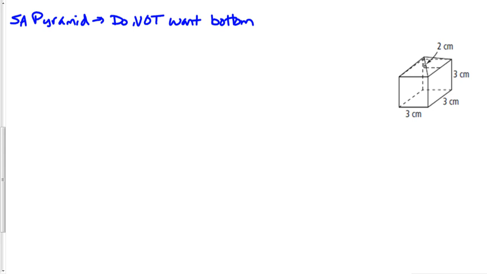And what do I actually call the bottom of the pyramid? I call that the base, and we write it as a capital B on our formula sheet. When I don't want the base, this is called lateral area. So you can either subtract out the base from the surface area or use the lateral area formula.